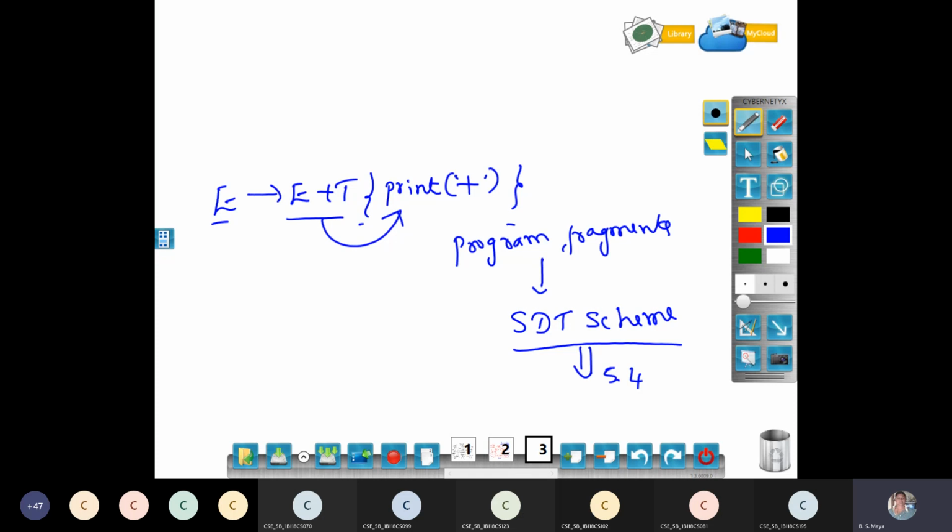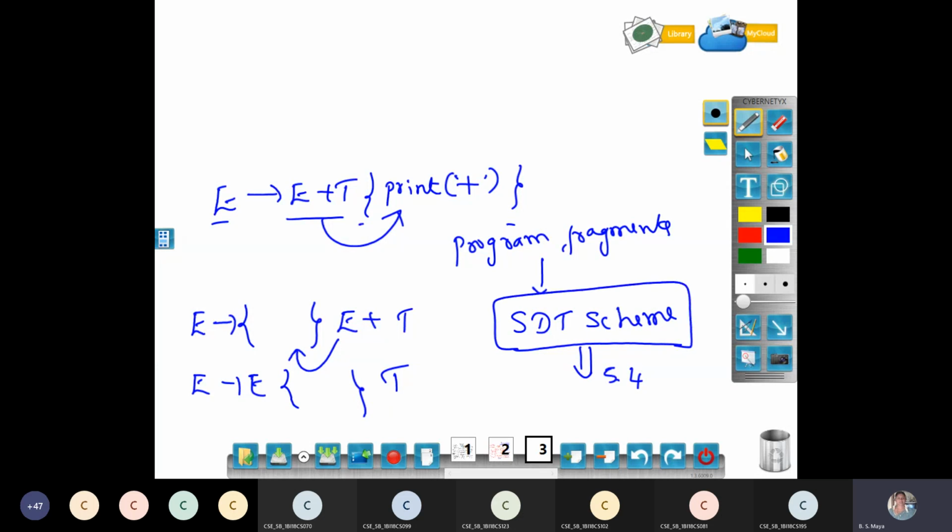These program fragments can be attached in any way. For example, E derives E plus T, just taking that as an example. Program fragments can be written anywhere in the production's body, either at the beginning or in between. There is no need to write a separate column. That depends upon the application of your program, what type of problem is given. According to that, I write the program fragments. That is called an SDT scheme. It comes under 5.4.